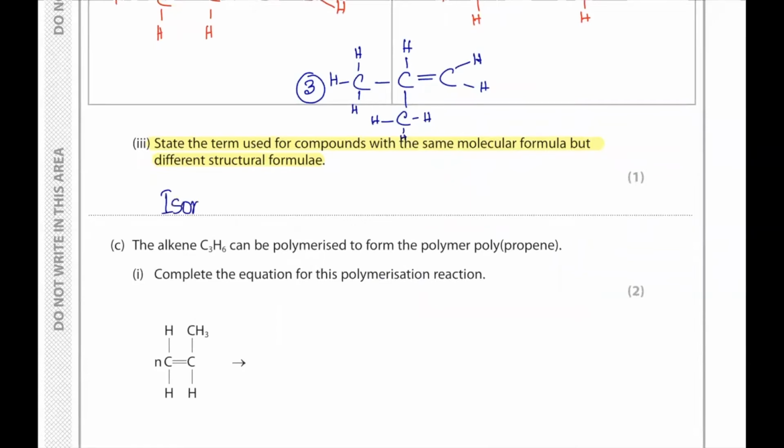So we're going to write the isomers. The alkene, part C, the alkene C3H6 can be polymerized to form polypropene. Complete the equation for the polymerization reaction shown.